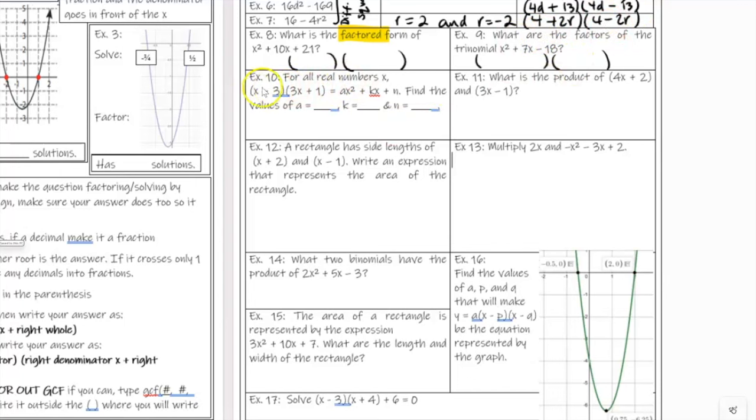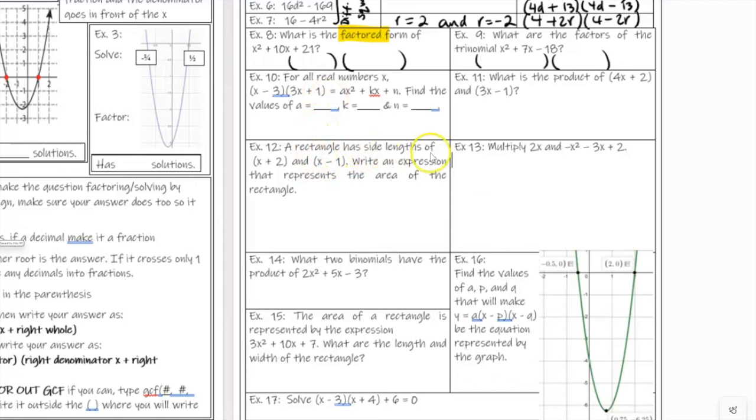For all real numbers, x minus 3 times 3x plus 1 is equal to this, which is what kind of format? Standard form. Find the values of a. Okay, so this is saying go from factored to standard, and then tell me what this, and this are. So this is the box method or distribute. So go ahead and do that. What is the product? This just means another way of multiplying these two, which is the same thing as this product: distribute or box method.